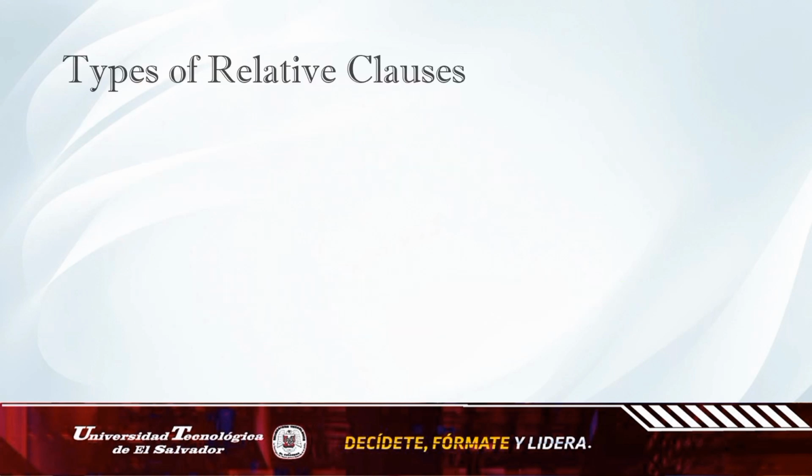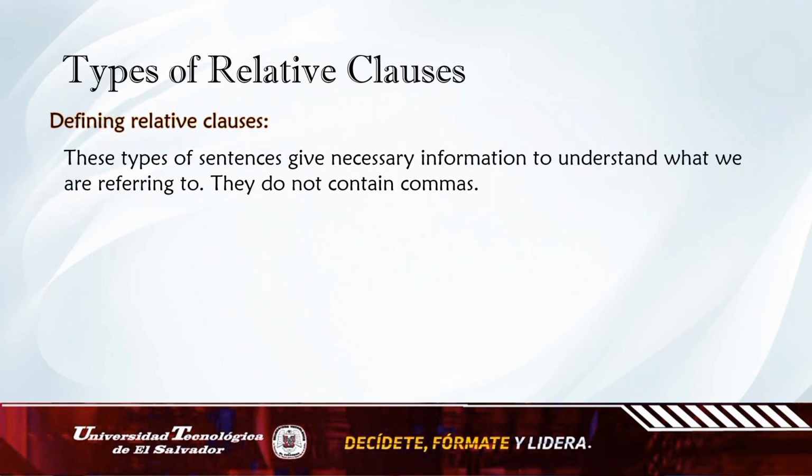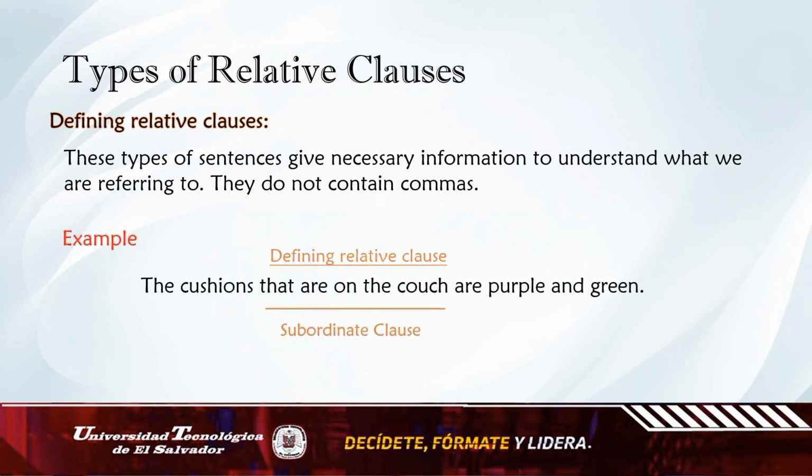There are two main types of relative clauses: defining relative clauses and non-defining relative clauses. Defining relative clauses give necessary information to understand what we are referring to and do not contain commas. For example, the cushions that are on the couch are purple and green. In the previous sentence, if we omit the subordinate clause, we no longer know which cushions we are referring to.